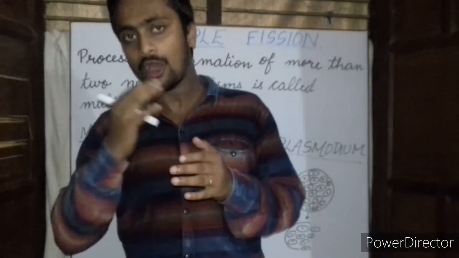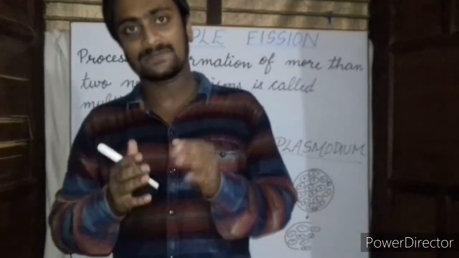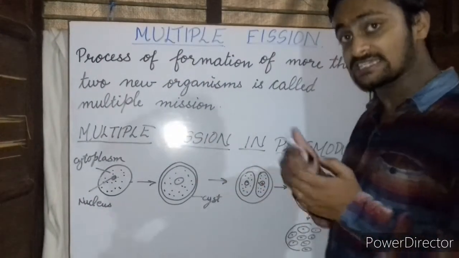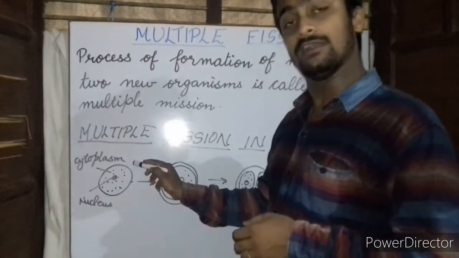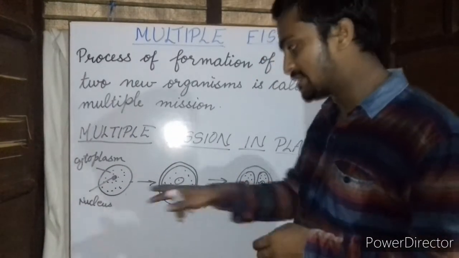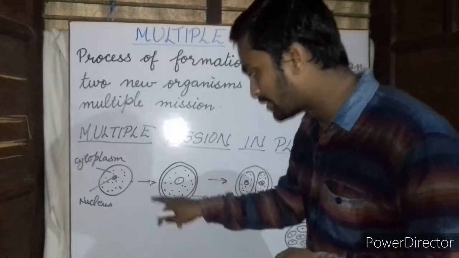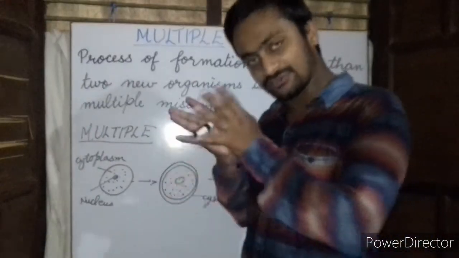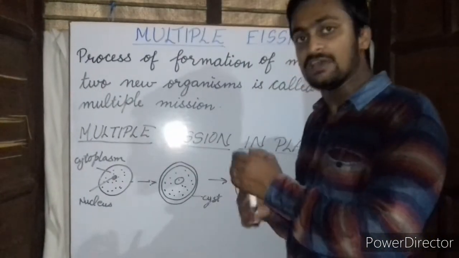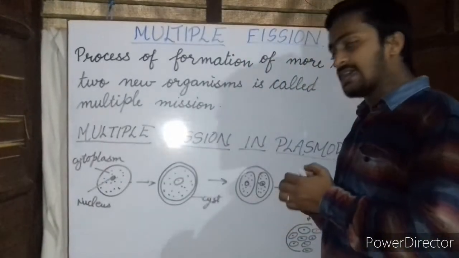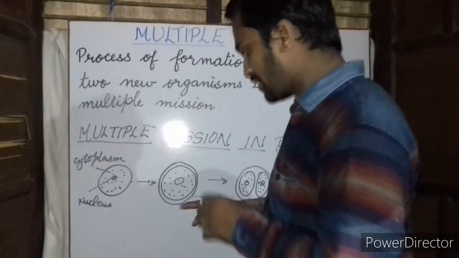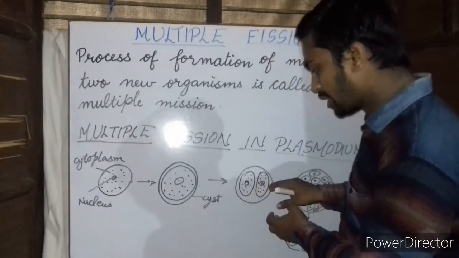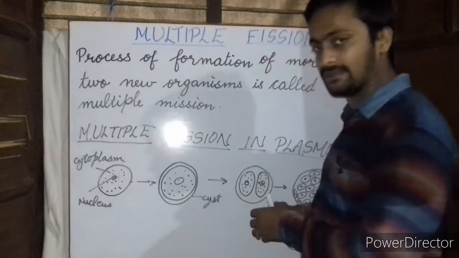Now we will discuss how the multiple fission process takes place in an organism called plasmodium, a parasite which causes malaria. What happens on arrival of these unfavorable conditions? This plasmodium cell gets covered with a protective covering which is called the cyst wall. Now this cyst wall protects the plasmodium from these unfavorable conditions. This plasmodium cell splits into two cells or two new organisms, leading to the deposition of small cytoplasm in each cell.